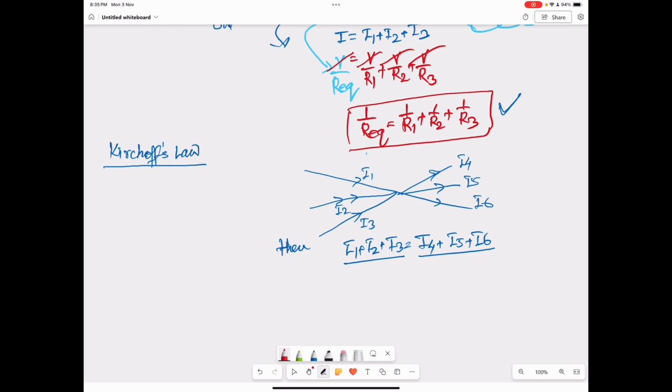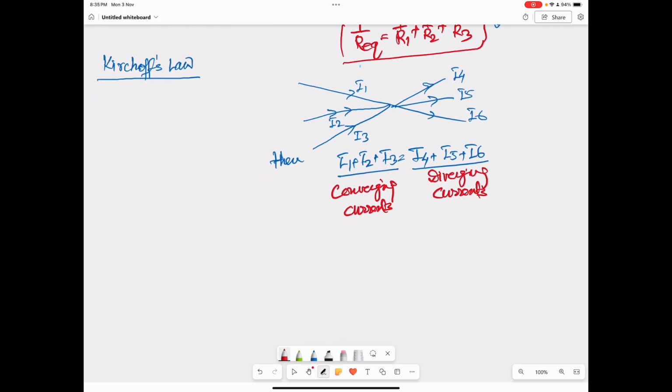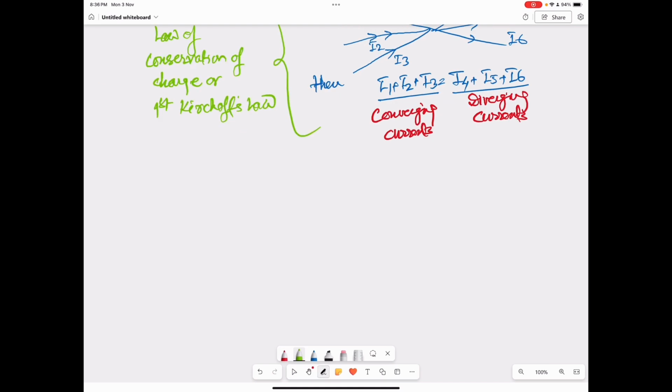These are converging currents and these are diverging currents. This we call as the law of conservation of charge also. Now we will talk about the second Kirchhoff's law.